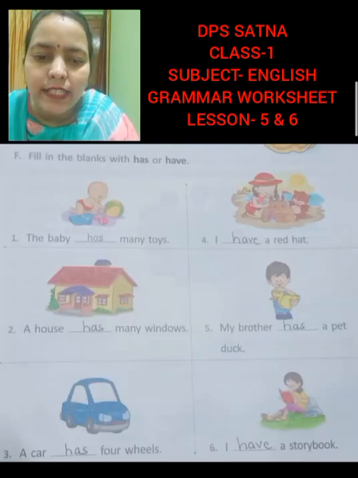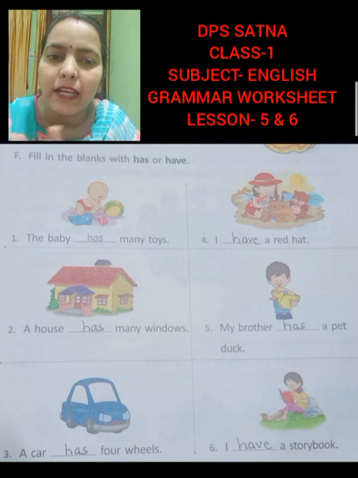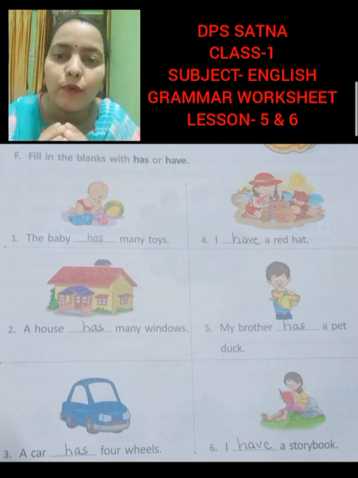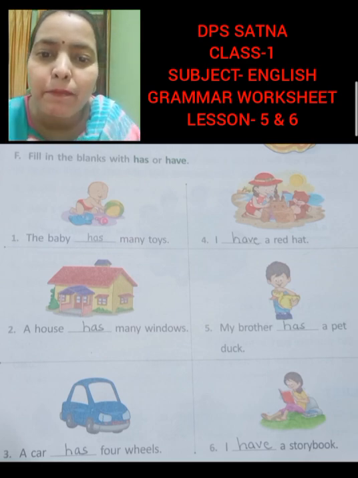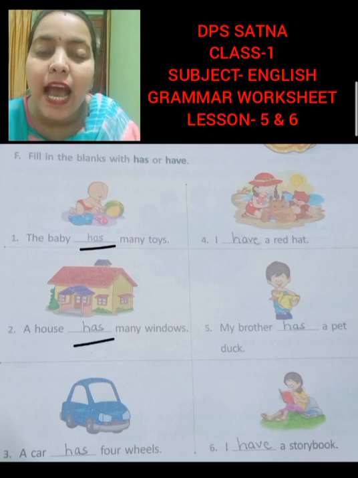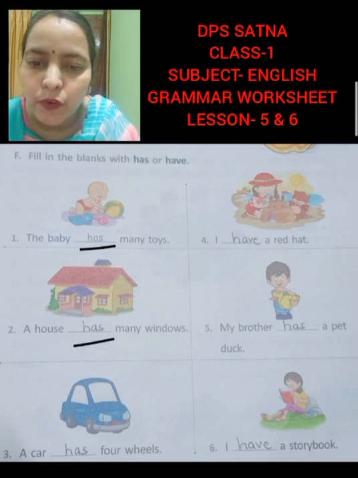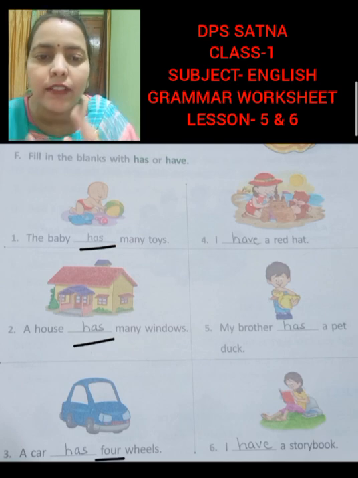Now students, in this exercise, what we have to do? Filling the blanks with has or have. So here again we have to fill the blank with has and have. I had already taught you when to use has and when to use have. Okay, so the baby has many toys. It is already done for us. Now the second sentence, a house dash many windows. A house has one noun. A car has 4 wheels. Again one noun, a car.